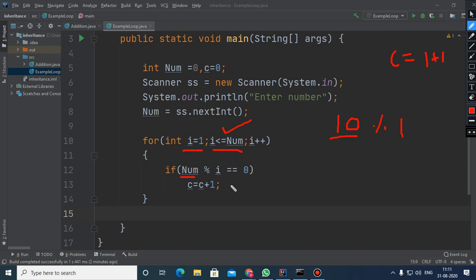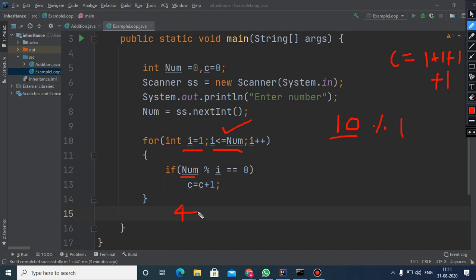10 mod 4 is not divisible. I becomes 5. 10 mod 5 is divisible. Again divisible. So the value of C becomes one more, which is 3. Now with 6, 7, 8, 9, the number num is not divisible. And when the value of I becomes 10, it is again divisible. Now plus 1 will happen, and you can count the factors of any number.